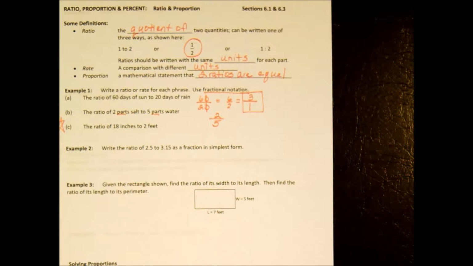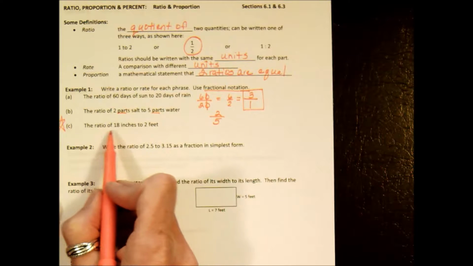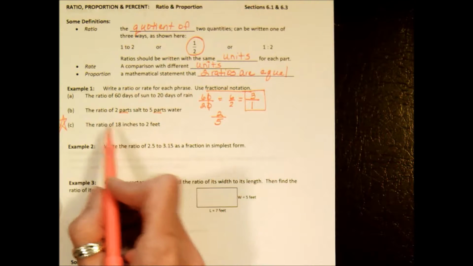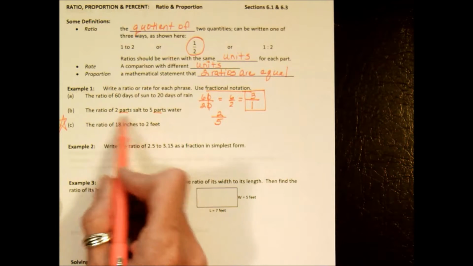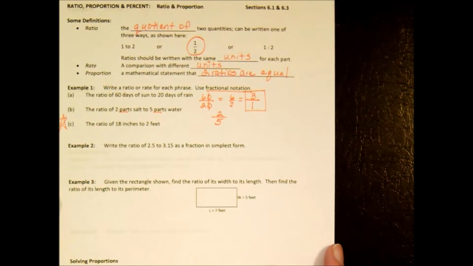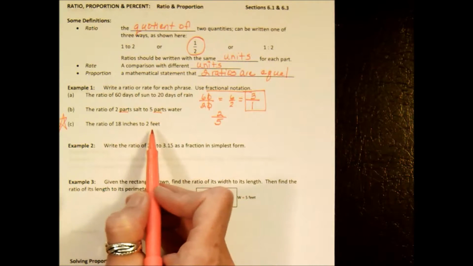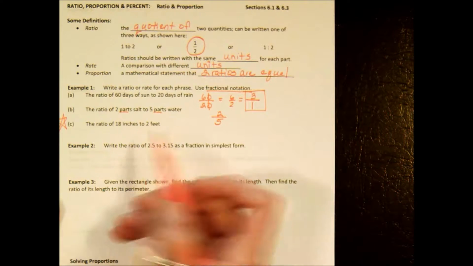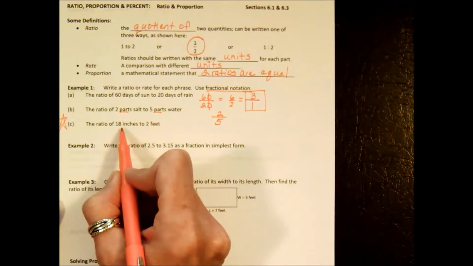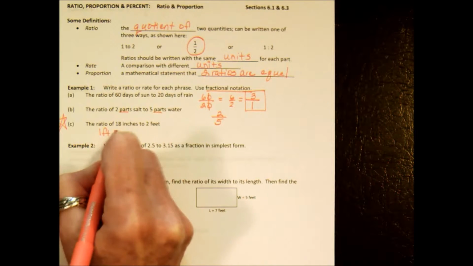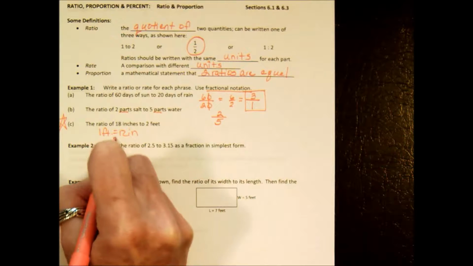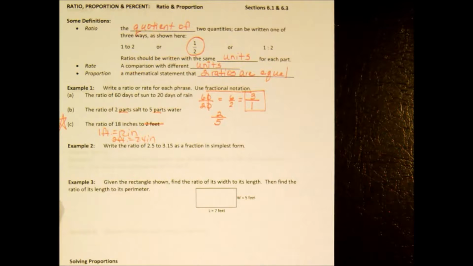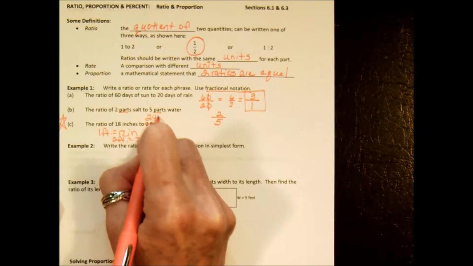This one is tricky, so pay attention. It's a ratio of 18 inches to 2 feet. Now we can't write 18 to 2 because that makes it look like the 18 inches is bigger. So if your units are measurement units and they don't match, you have to make them match. And the easiest way to make them match is to convert the bigger one to the smaller one. So if 1 foot is equal to 12 inches, then 2 feet is equal to 24 inches. So we cross that off. We don't want 2 feet, we want 24 inches.